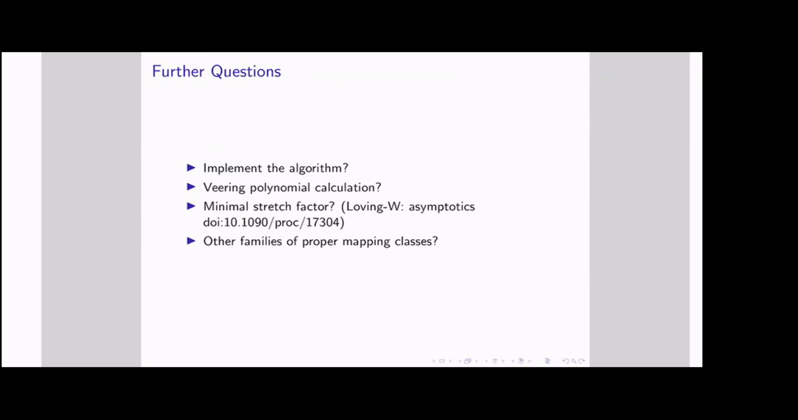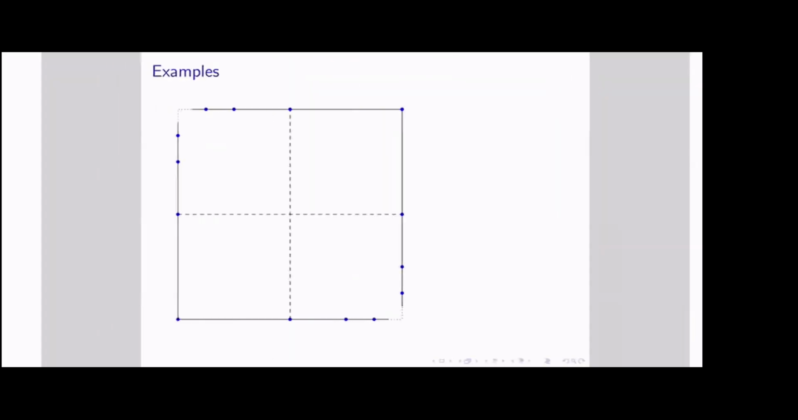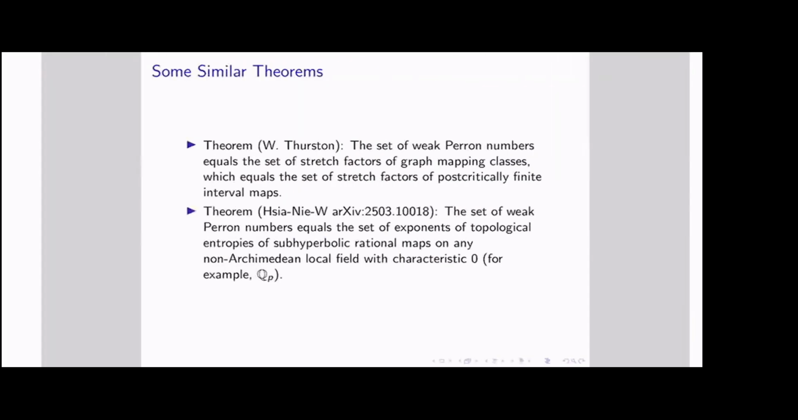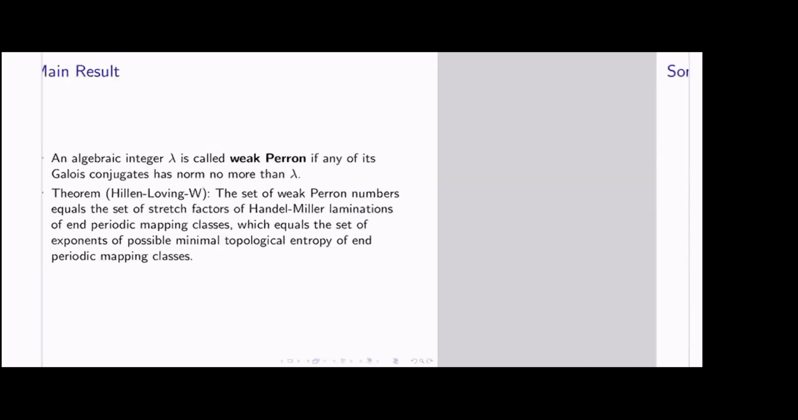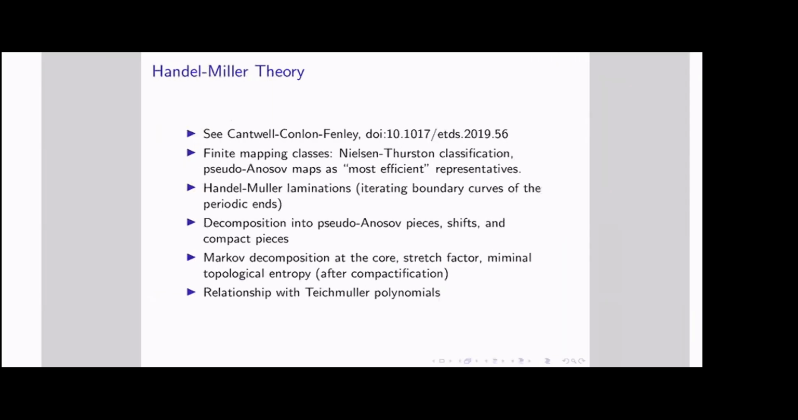And lastly, this is a question that's less related to this paper. For end-periodic mapping classes, people have built such a nice theory where a lot of the results in finite mapping class groups can find analogies in this larger family. But if we go beyond the end-periodic family, can we also have similar theories?